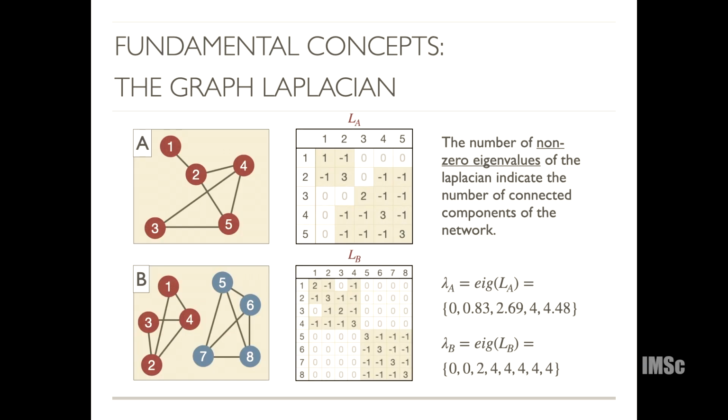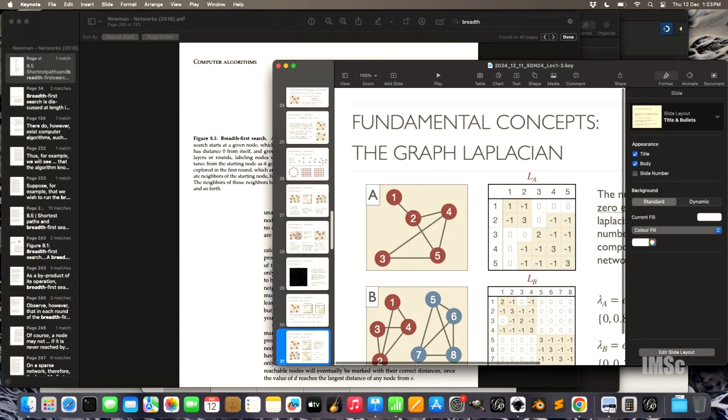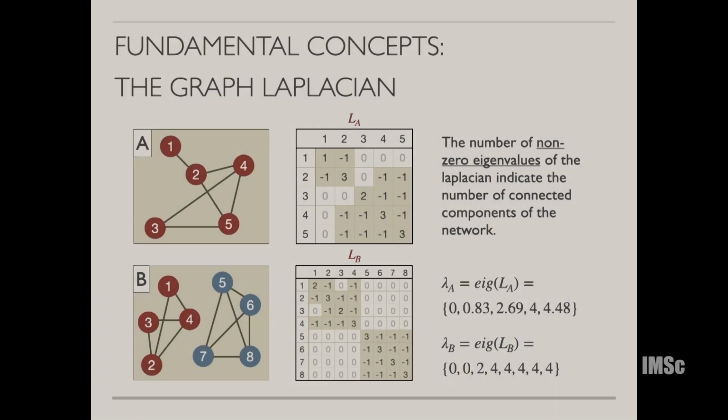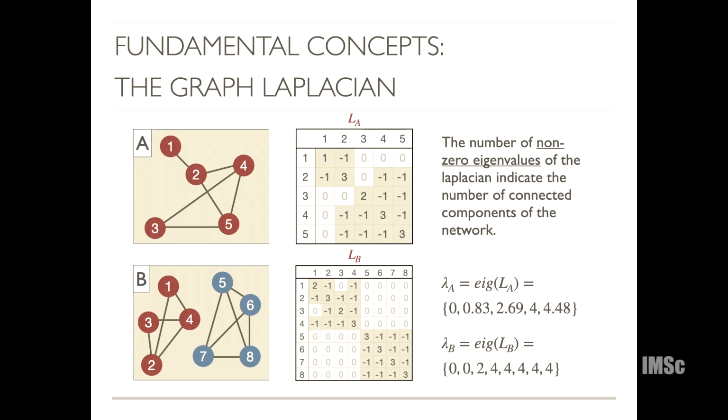Pardon? Oh, I'm so sorry. Yes, I'll fix that later. Yes, it's zero eigenvalues. But you can see very clearly here that you have a 0, so that's just one 0, so one component, then 2 and 2, and so on.